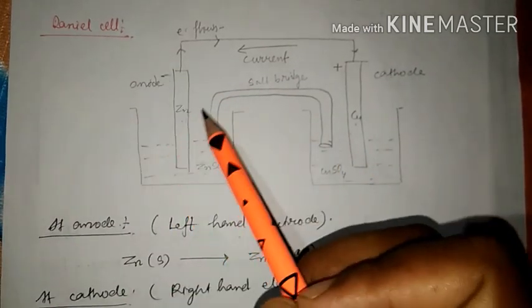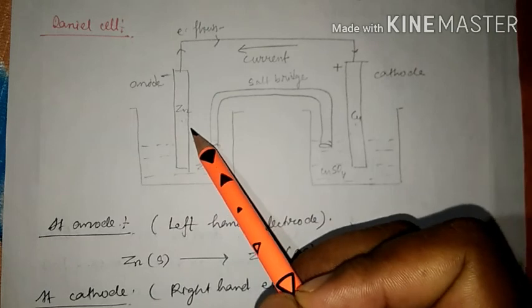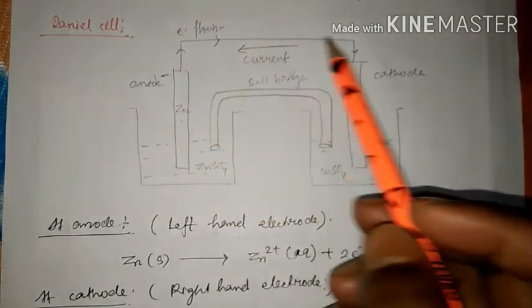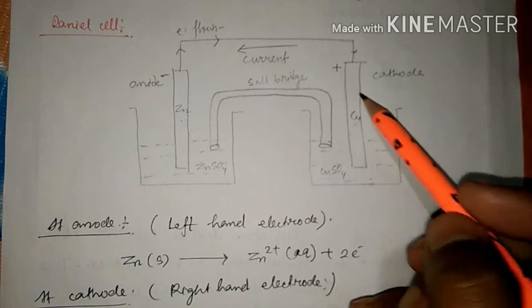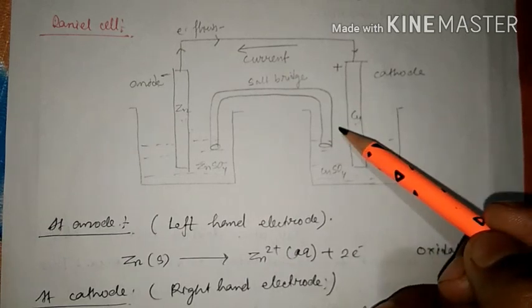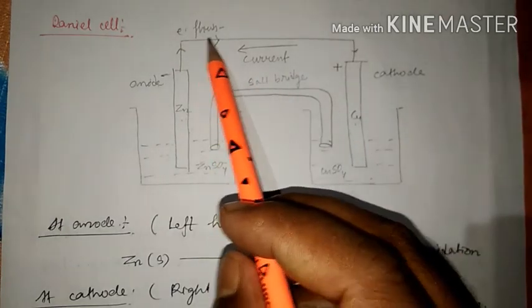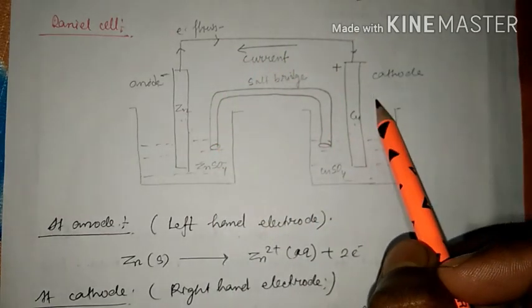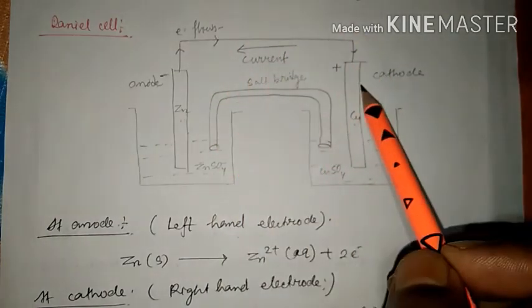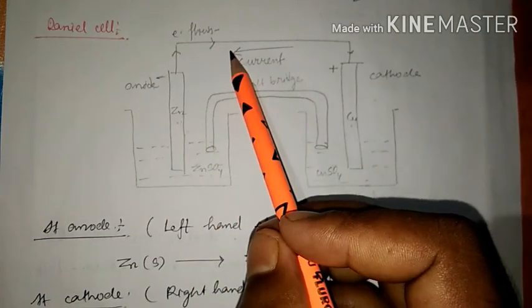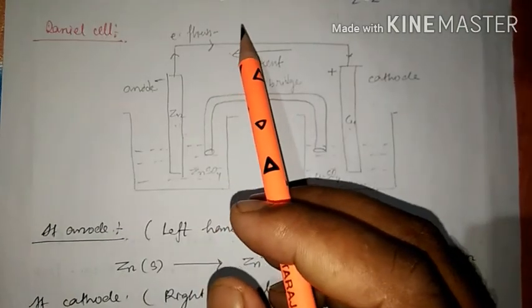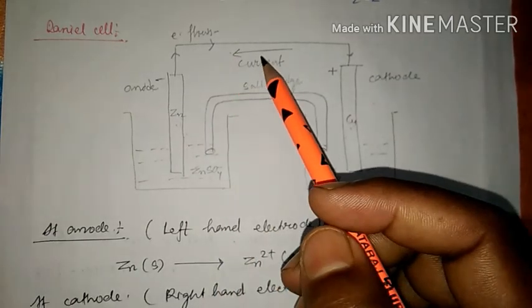Since it is anode, oxidation happens here. Due to this oxidation, electrons flow to that electrode in which the reduction reaction is carried out. Since electrons are flowing from here to here, that means in this direction, that's why current flows in the opposite direction, this direction. Okay, now see what are the chemical reactions behind the anode and cathode.